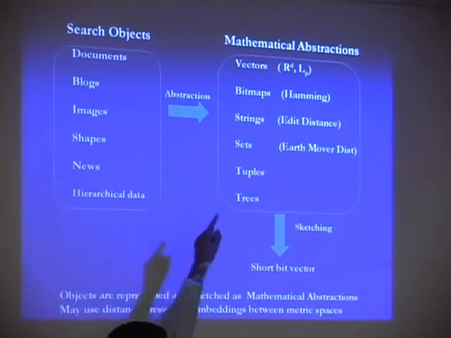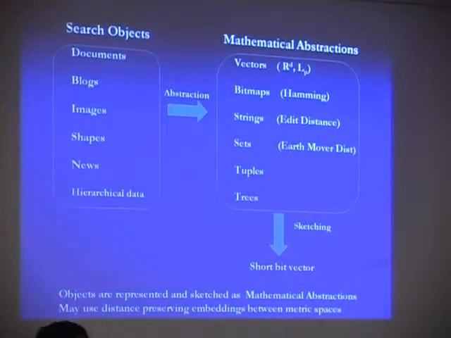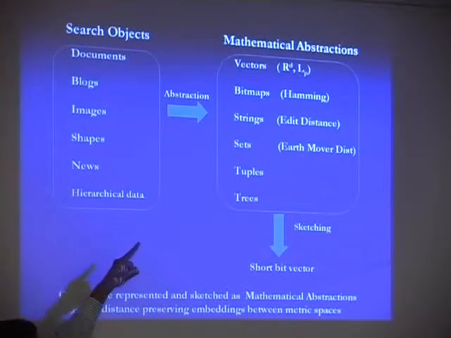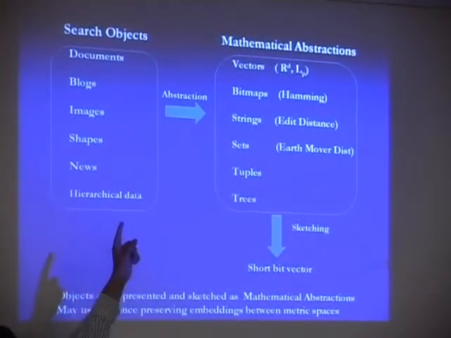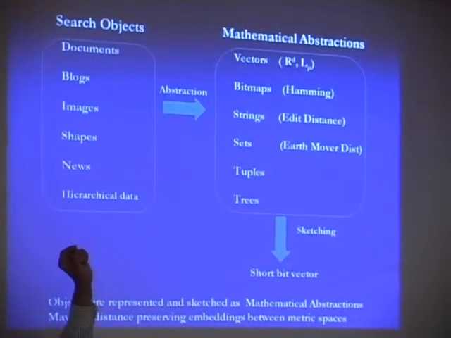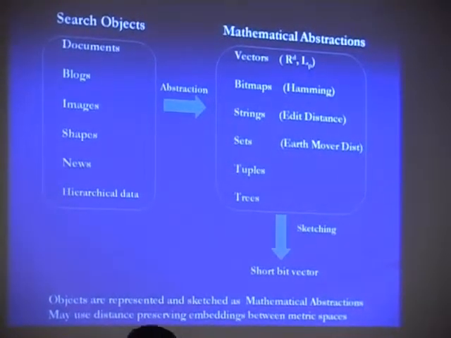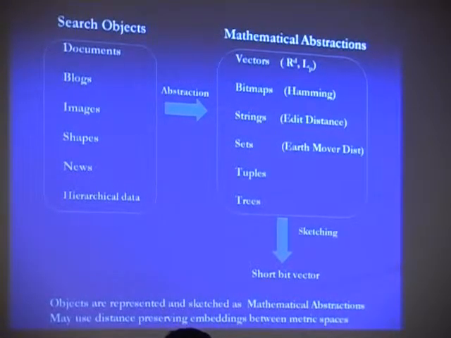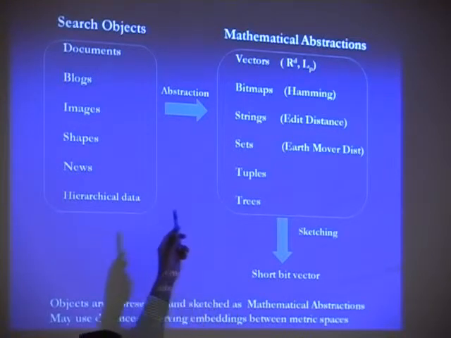Or you could use bitmaps, that is another common representation, and then use the Hamming distance between them. Or you could use strings, which is a natural representation for documents, and then use something like the edit distance. Or you can have sets. You can look at a document as a set of words and look at distances on sets, for example, the symmetric difference. Or you can use the earth mover's distance. The earth mover's distance is a distance measure between sets of points, and it is given by the smallest amount of motion that you have to perform to transform one set into another. And trees are a natural representation for hierarchical data.